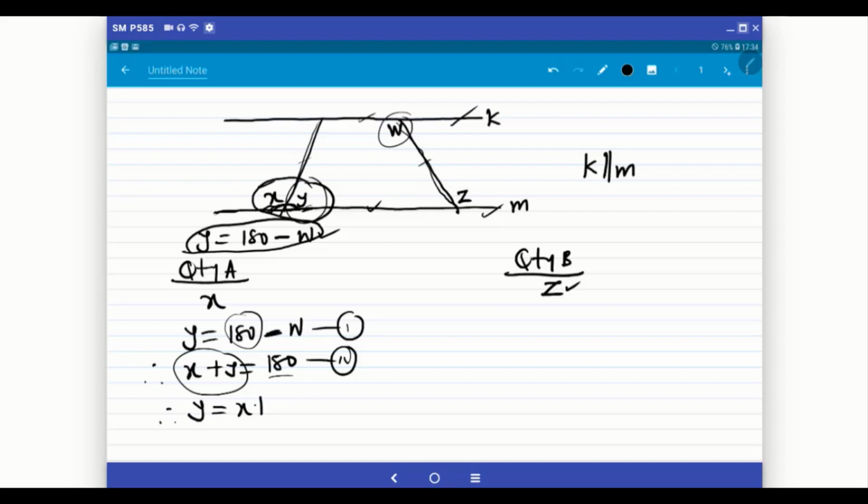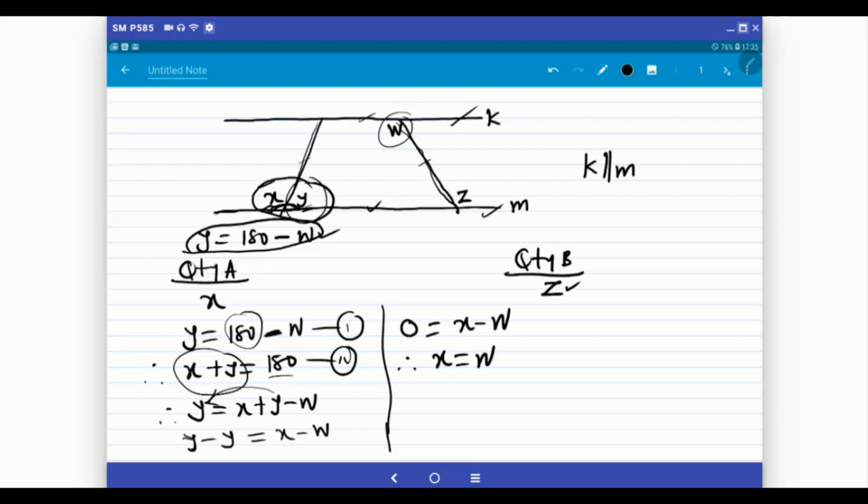So therefore I can say Y will be X plus Y minus W. Now, bringing this Y to the other side, Y minus Y will be equal to X minus W. Y minus Y is 0, so 0 is equal to X minus W. What does this mean? It means X is equal to W. If X is equal to W, that means I can write this to be equal to W.